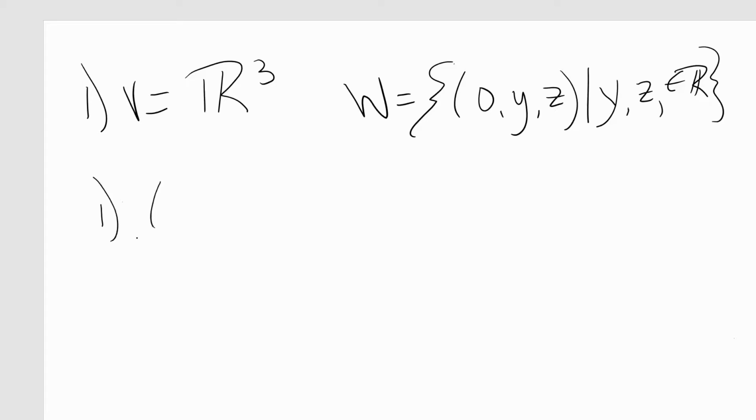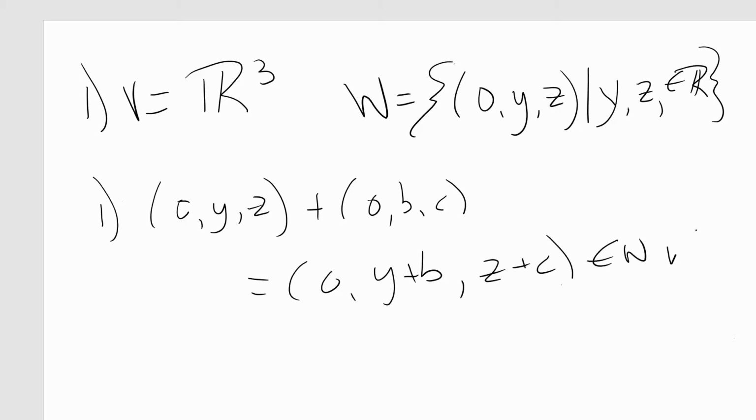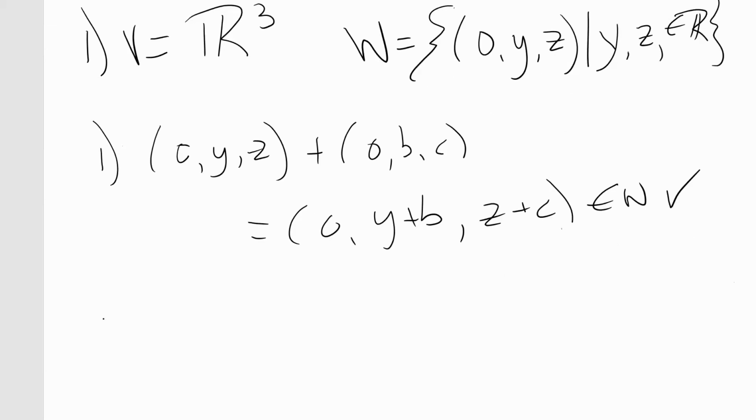So let's say I add (0, Y, Z) plus (0, B, C). I apologize, I don't know what just happened there. When I add that, I get (0, Y plus B, Z plus C). Well, that is in W, so that's good. It stays in the same form. Any two things I add stay in that form.